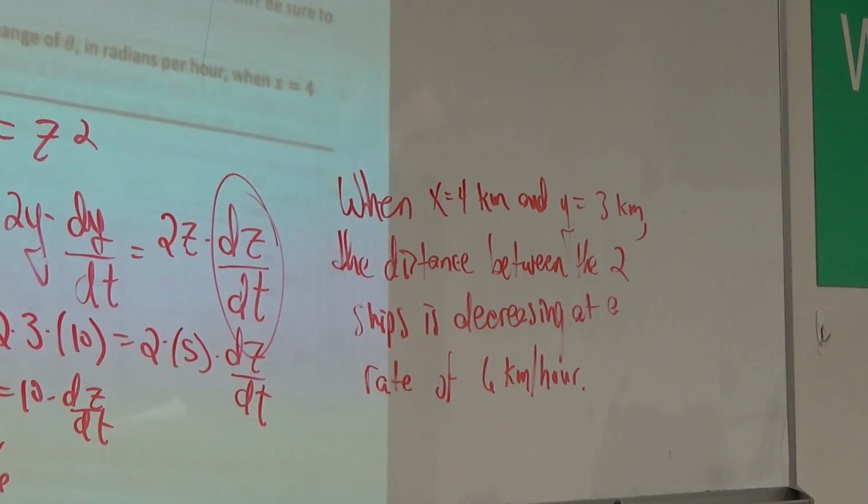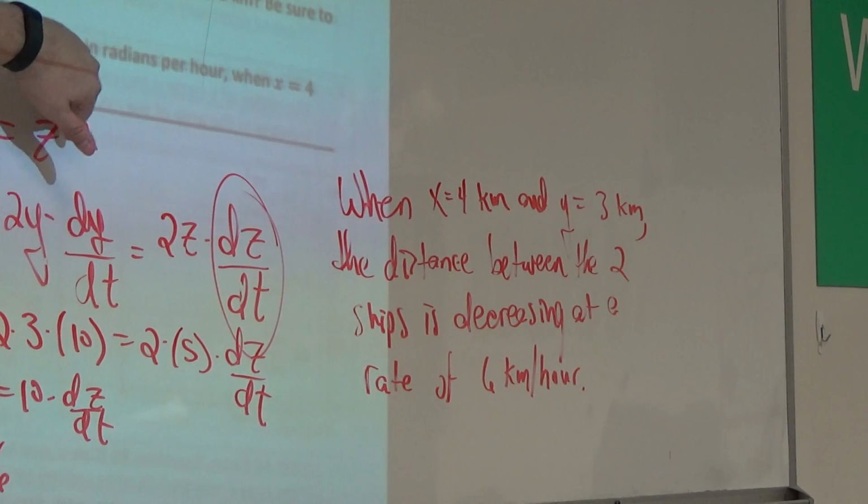And so just like with optimization, there was a constraint equation, right? That constraint always connected your variables. That's what the Pythagorean theorem does here in this problem. Some of the problems you're going to do tonight for homework are not going to involve the Pythagorean theorem.